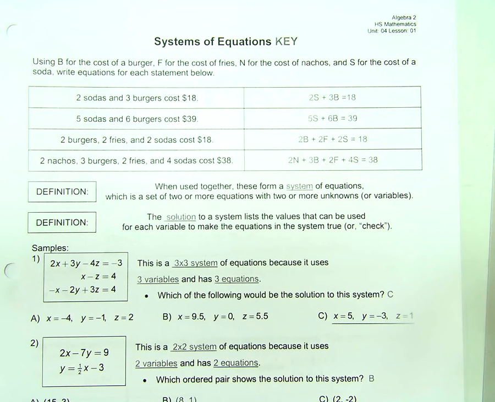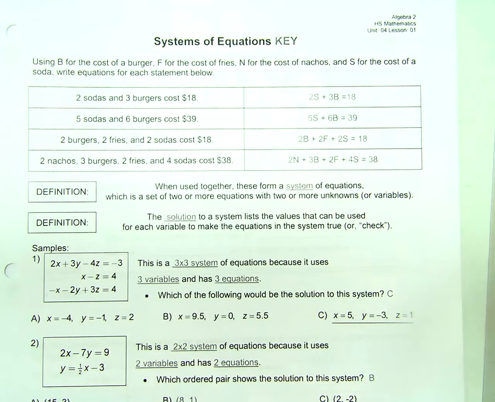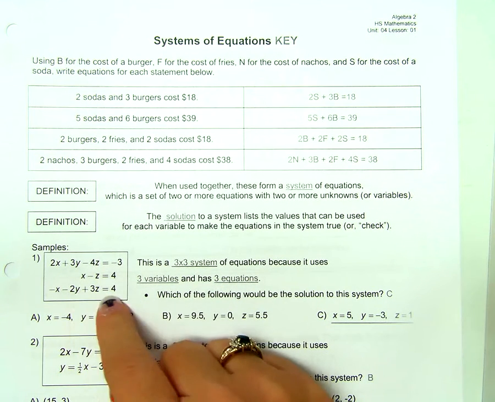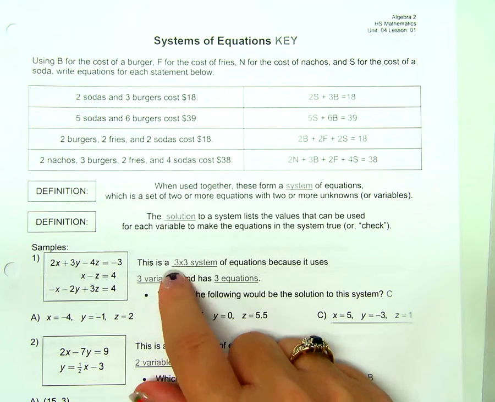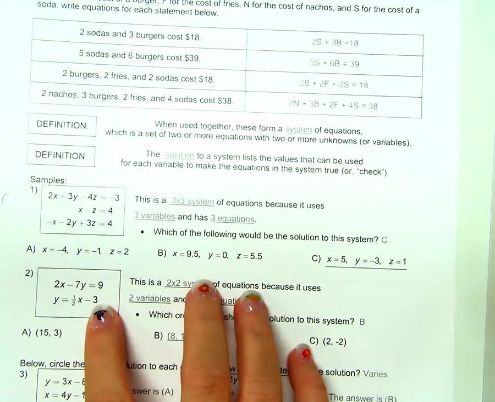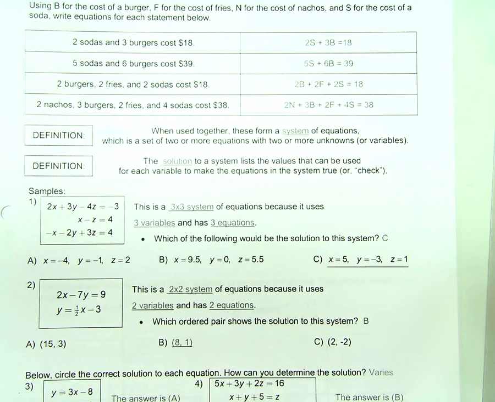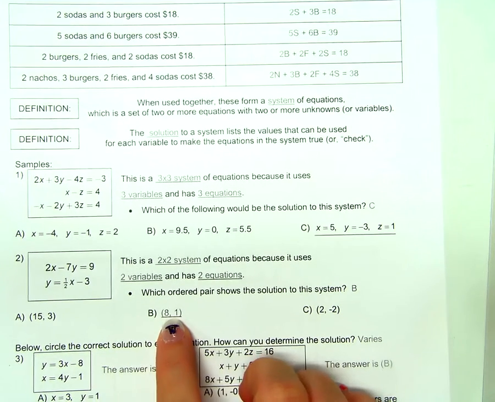We talked a little bit yesterday by filling in the notes on this page about systems of equations. If there's 3 equations with 3 variables, it is a 3 by 3 system because it has 3 equations and 3 variables. If it's like this, it's a 2 by 2 system because it has 2 variables and 2 equations.